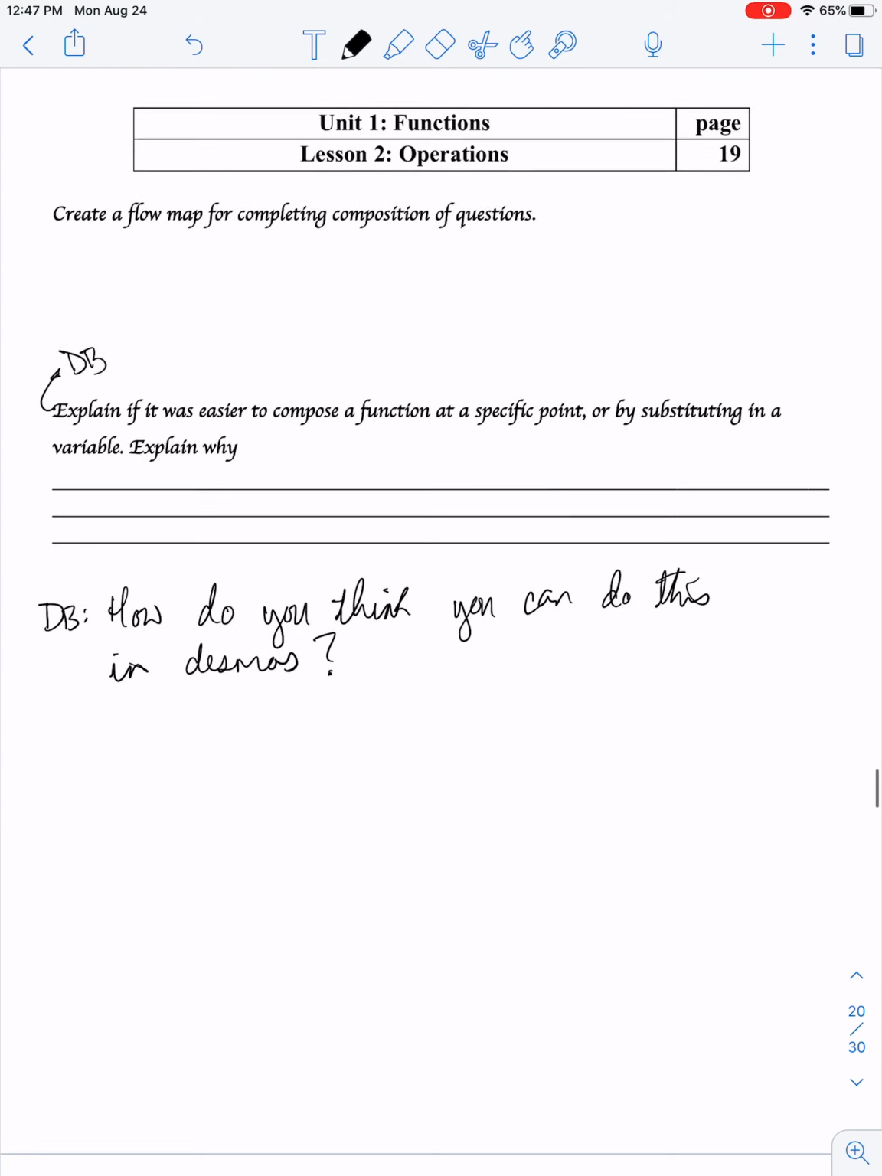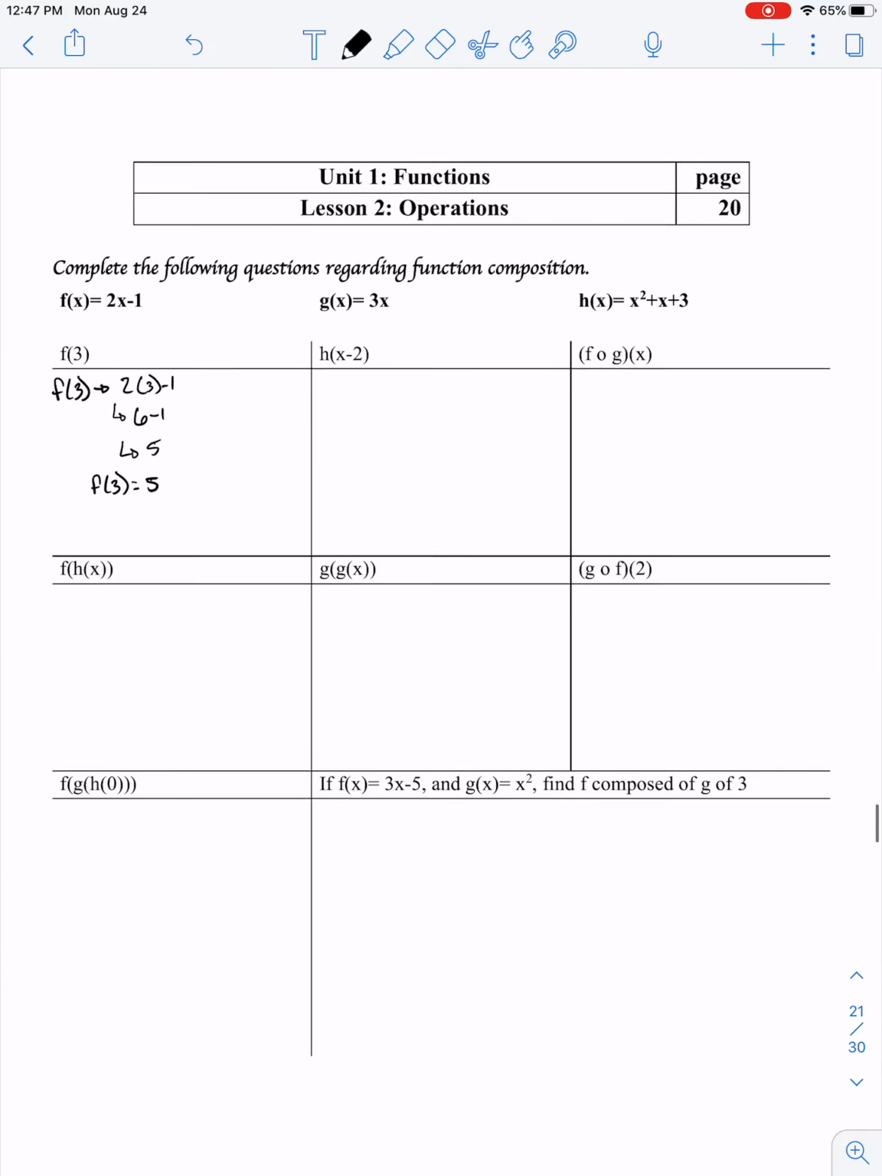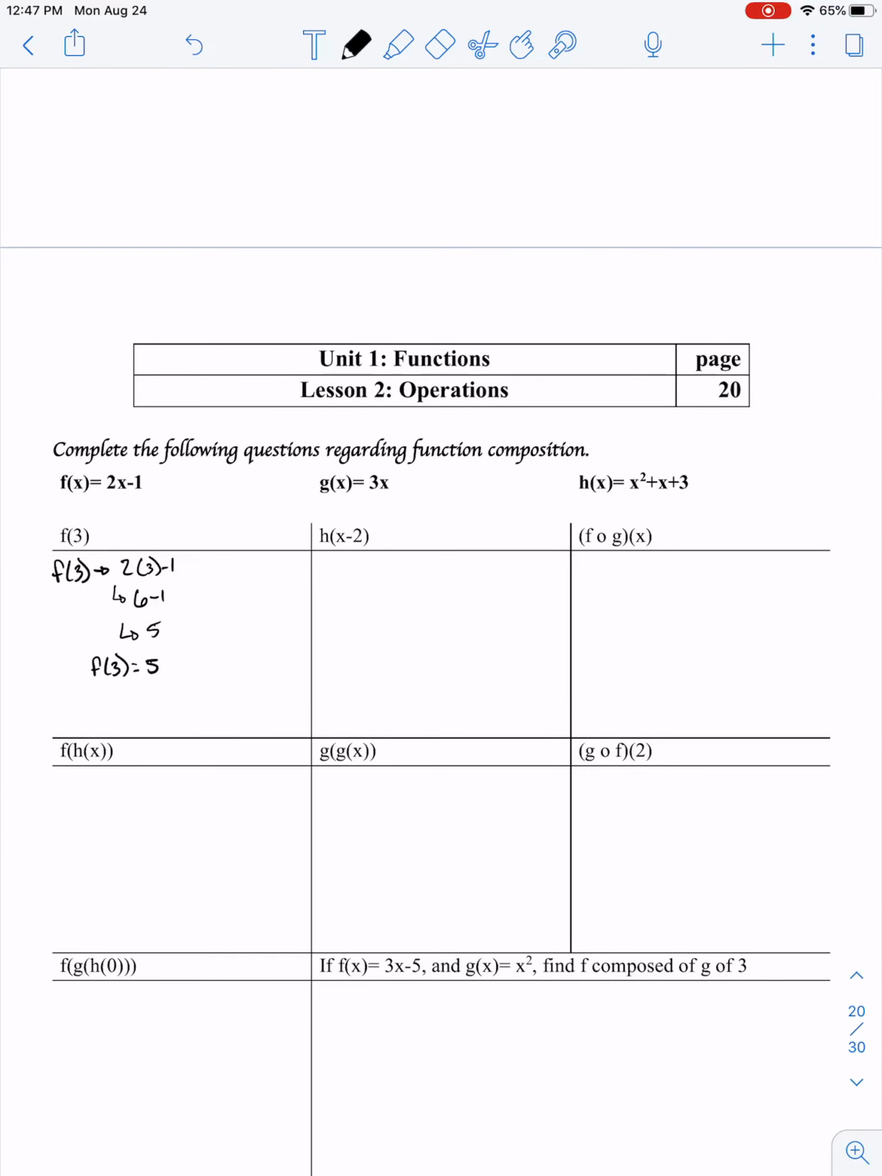Now, some examples. I already have one done, I'll talk through it really quick. If I have f of 3, I'm just going to evaluate the function f at the x value 3. So f of x is 2x minus 1, and everywhere I see an x, I replace it with a 3. So 2 times 3 minus 1. So 6 minus 1 is 5. Therefore, f of 3 equals 5.